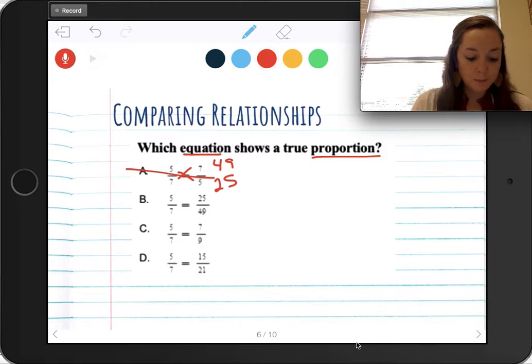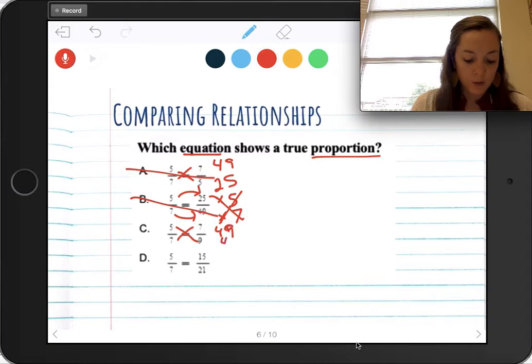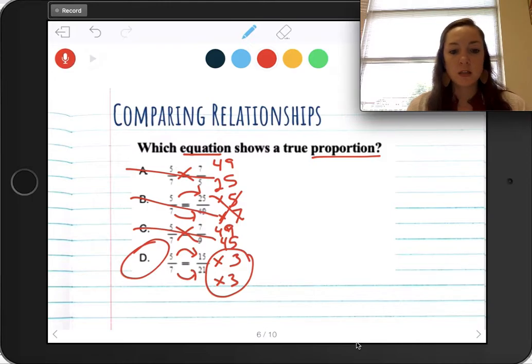For B, rather than cross multiplying because the second ratio is big, I'm going to find the scale factor this time. The first one, I'm multiplying by 5 to get 25. The second one, I'm multiplying by 7 to go from 7 to 49. Those are not the same scale factor, so B doesn't work. For C, I'm going to cross multiply here. I get 49, 9, and 45. That doesn't work. For D, I want to use scale factor. I get times 3. 5 times 3 is 15. 7 times 3 is 21. Scale factor is the same, so D is the correct answer.